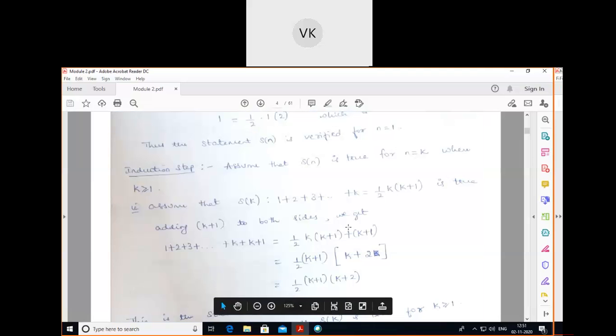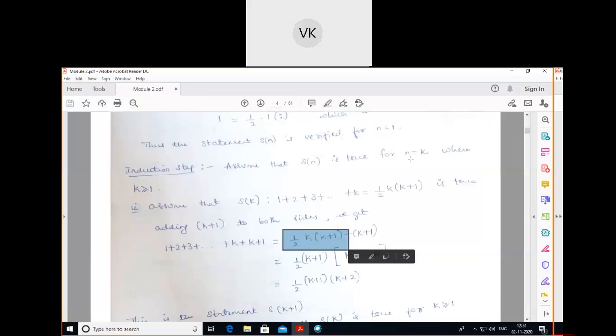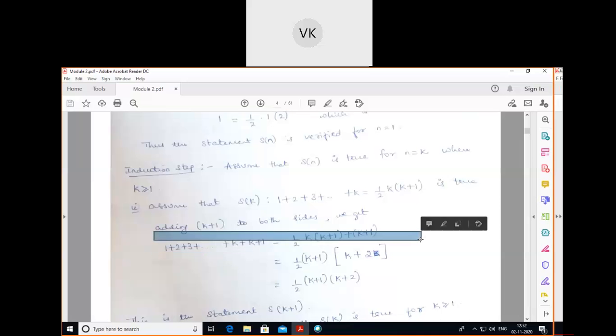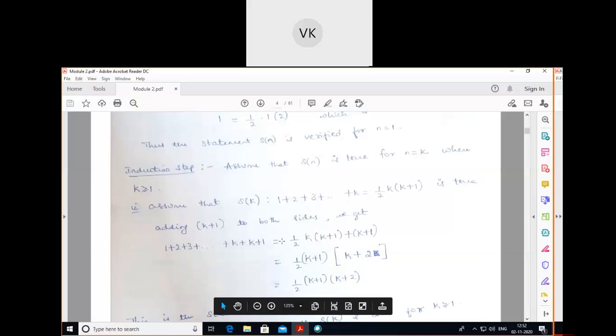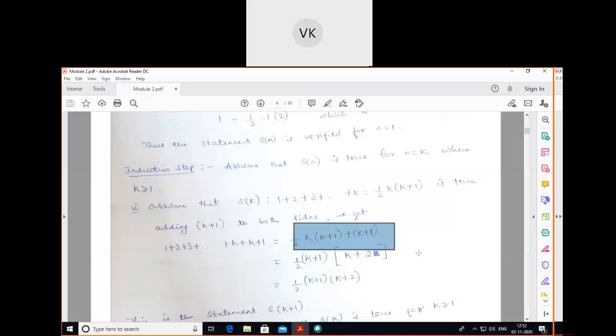Here you see the previous one, 1 by 2 k into k plus 1. To this I am going to add k plus 1 on the RHS. Now the expression is balanced. After this, we have to simplify the right hand side expression.